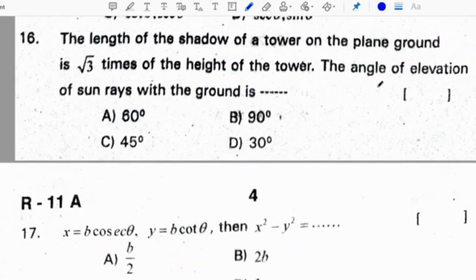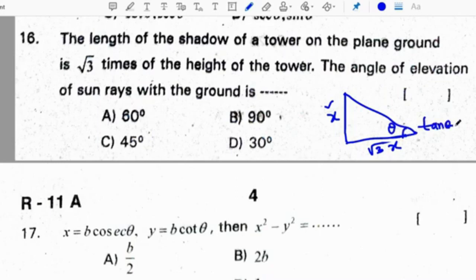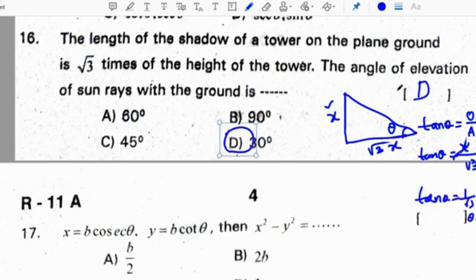The length of the shadow of a tower on a plain ground is root 3 times the height of the tower. So we don't know the height of the tower. We will take height of the tower as x and shadow will be root 3x. We need to find the angle of the elevation of the sun rays with the ground. So we will take tan theta, which is opposite side by adjacent side. So tan theta, opposite we have taken as x, adjacent we will take as root 3x. So x gets cancelled, tan theta is equal to 1 by root 3, theta will become 30 degrees. Correct option is D.